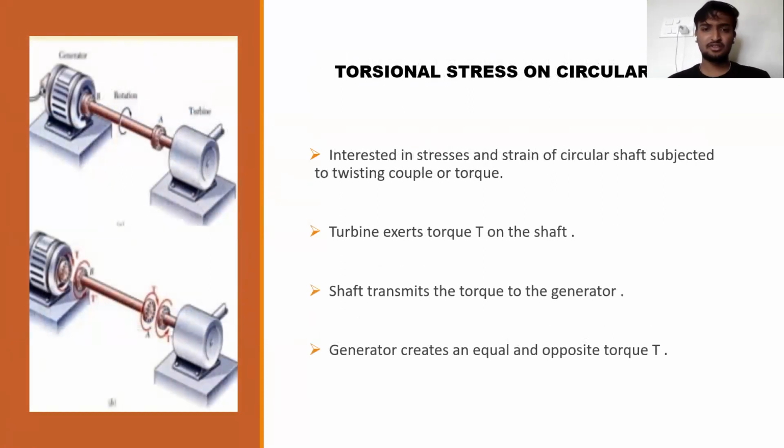Torsional stress of a circular shaft. We are interested in the stresses and strain of a circular shaft subjected to a twisting couple or torque. The turbine exerts torque T on the shaft. The shaft transmits the torque to the generator. Here we can see the turbine and generator axes. Here the generator ends A and B are twisted, so the generator creates equal and opposite torques of T.